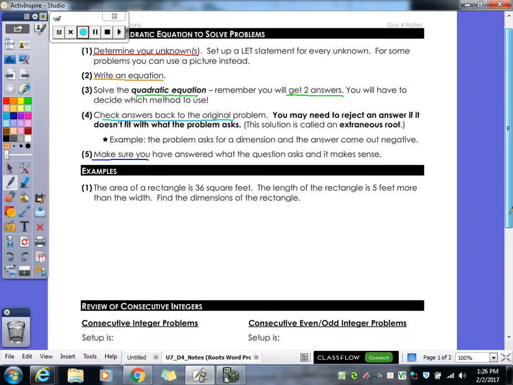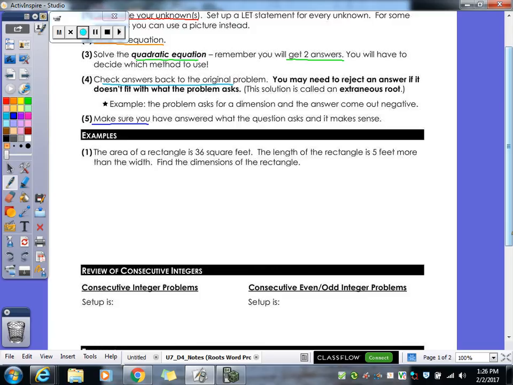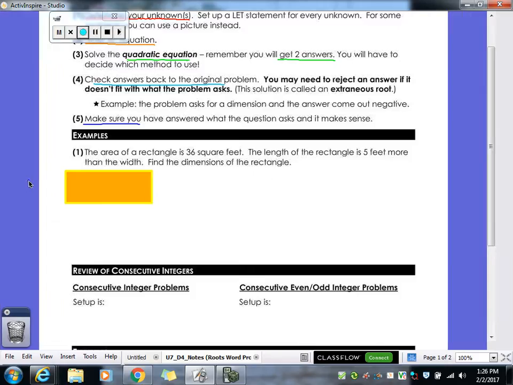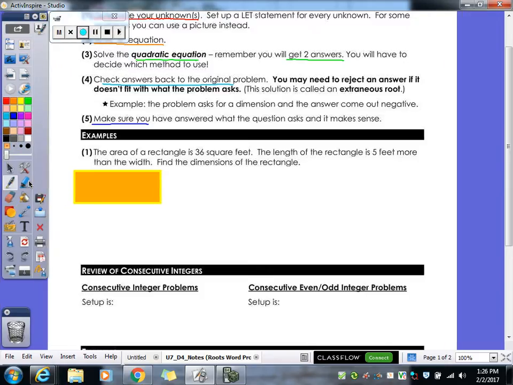So let's take a look at our first example here. We have the area of a rectangle is 36 square feet. The length of the rectangle is 5 feet more than the width, so find the dimensions of the rectangle. So first thing we want to do is actually to draw a picture of a rectangle, because when it's talking about a rectangle, you should have a picture of a rectangle.